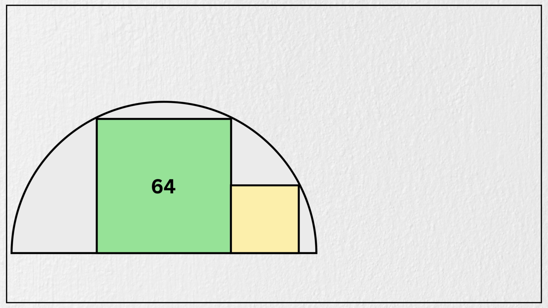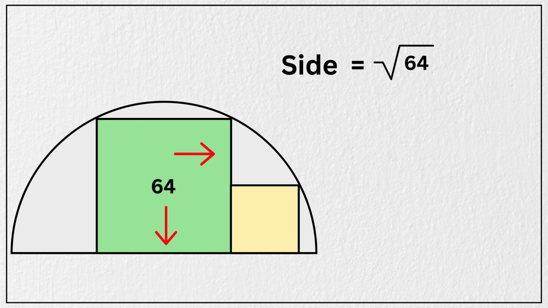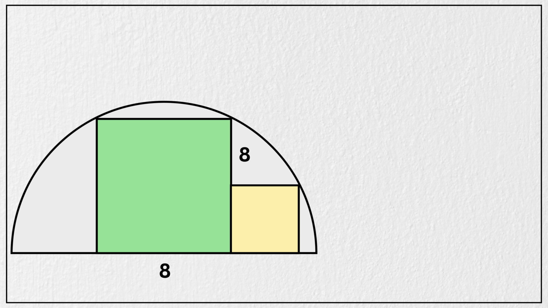We are told that the area of this large square is 64 square units. That means its side length must be the square root of 64, which is 8 units, right? Now let us assume that this point right here is the center of the semicircle. Since the square is 8 units wide, the center of the semicircle lies directly in the middle of its base. So this part is 4 units, and this other part is also 4 units.